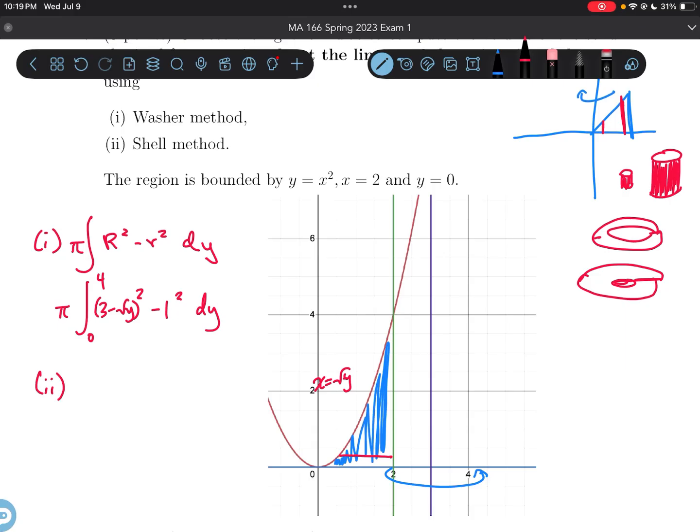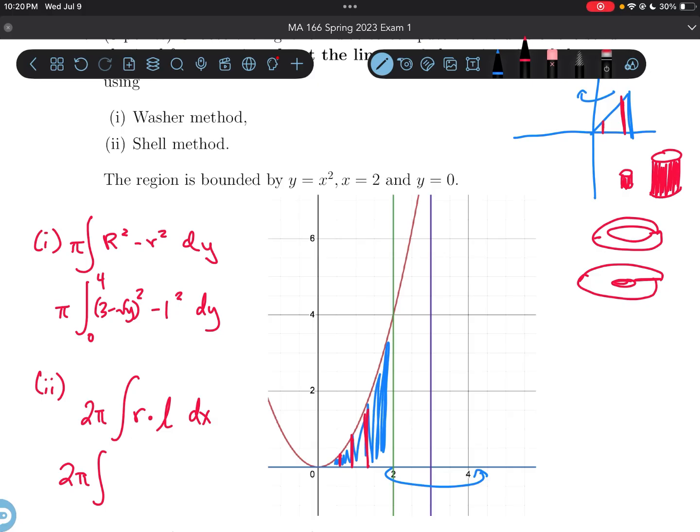Part 2 is the shell method. Like I said, instead we are going to be rotating vertical strips, and we get cylindrical shells. Since we are rotating this way, we're going to use the surface area formula, which is 2 pi r times L. So 2 pi will go on the outside, and then r times L, in this case, is going to be dx, since our values are changing with respect to x.